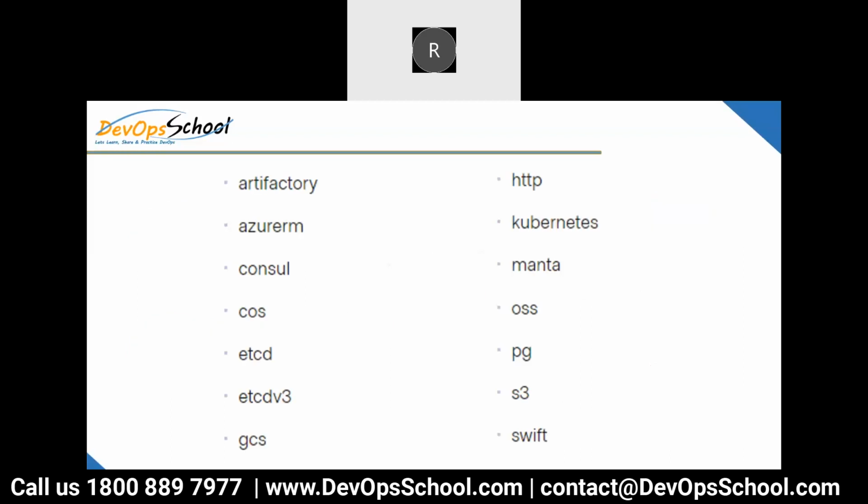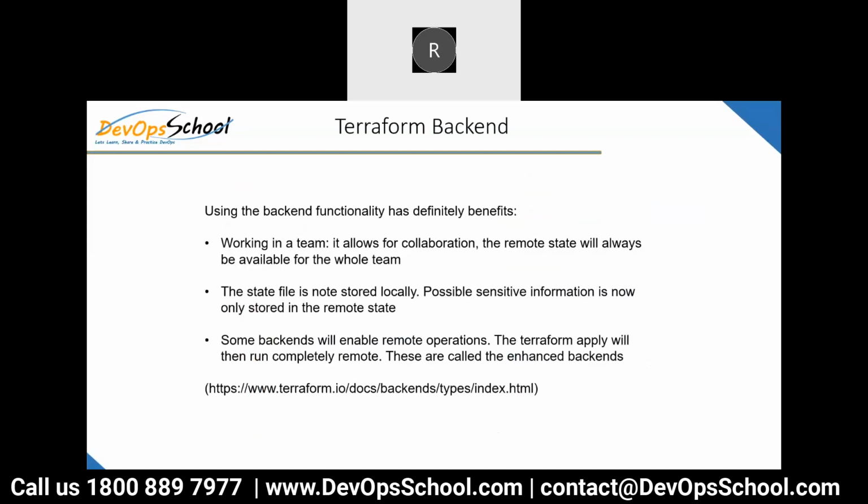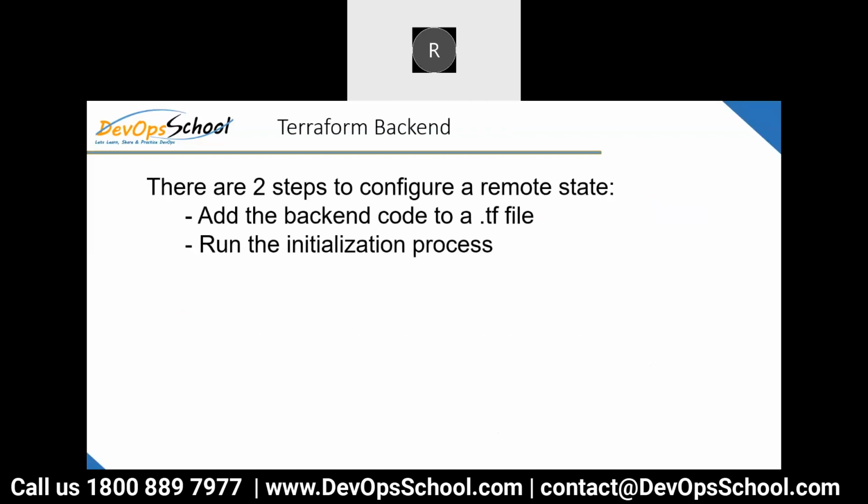So these are the options we have available, which I discussed also. Artifactory, you can use azurerm, you can use Consul, you can use COS, you can use etcd, you can use GCS, you can use HTTP, you can use OSS, you can use pg, S3 and Swift. All these things you can use for the backend. Okay, now the question is how to use it. So how to use it?